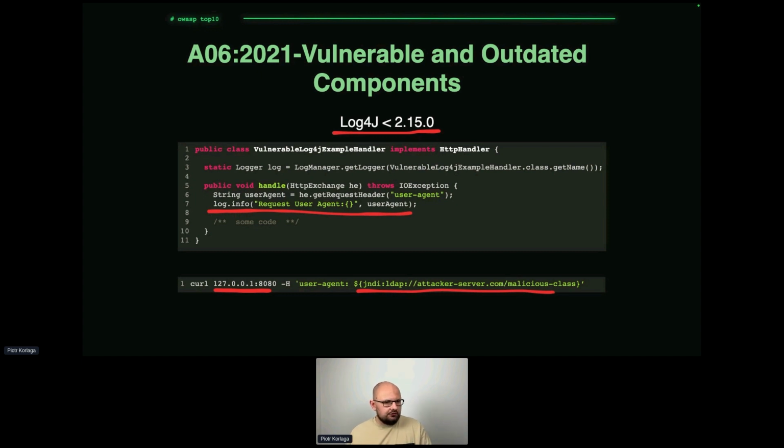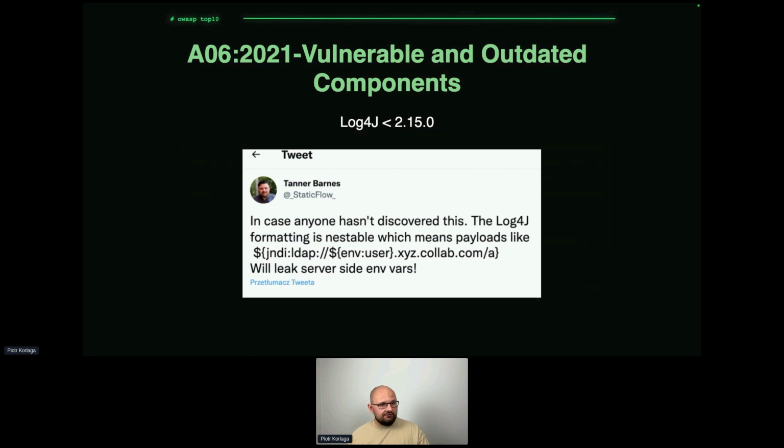We don't do any rocket science. We just log what we get in the header. And in that case, we can send some information to the attacker server. So for example, I found this tweet. This is getting very interesting, because actually you could refer to environment variables. And again, in environment variables, you usually have sensitive information. You may have some passwords, some tokens, whatever. If you have log4j below that version, below 2.15, you have a problem, because you can reveal your password to your database.